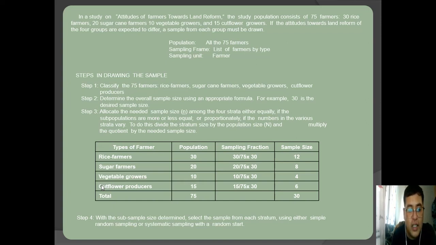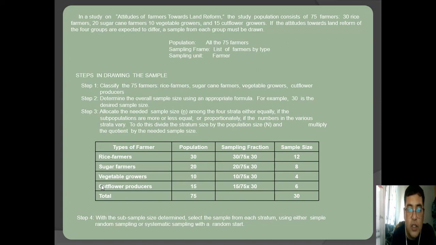So ibig sabihin, kukuha tayo ng sample na 12 sa rice farmers. So the same is true, 20 divided by 75 times 30, so 8. 10 divided by 75 times 30 is 4. 15 divided by 75, that is 6.